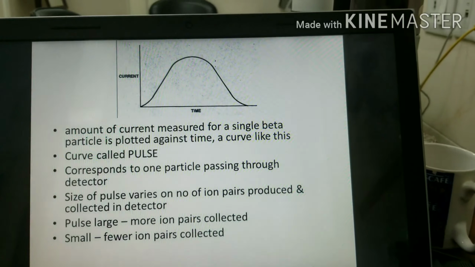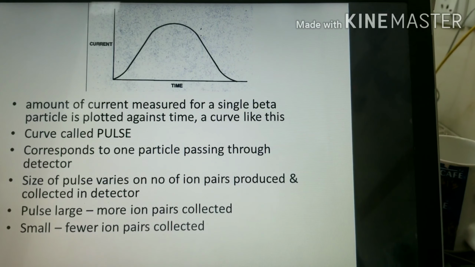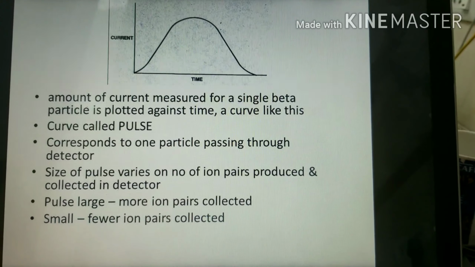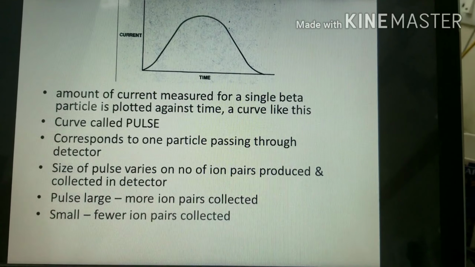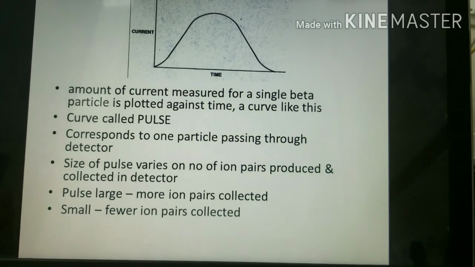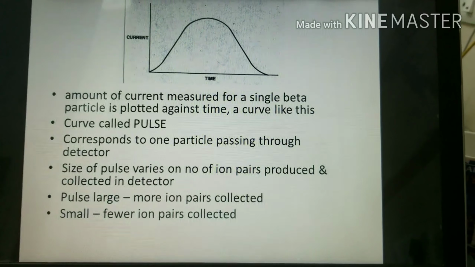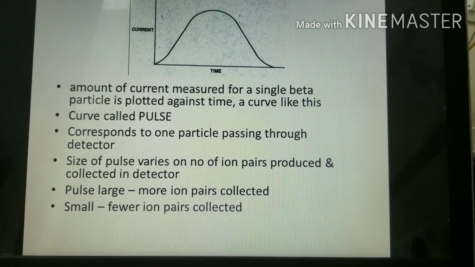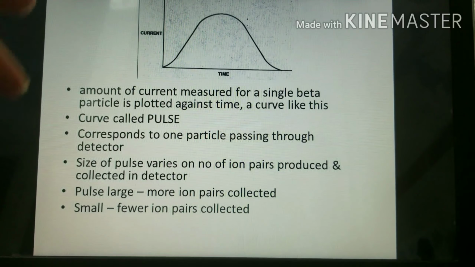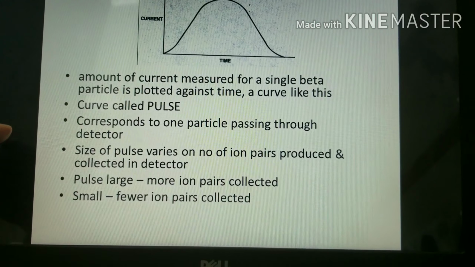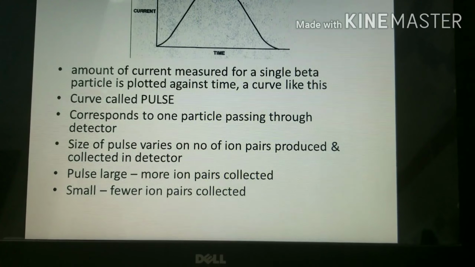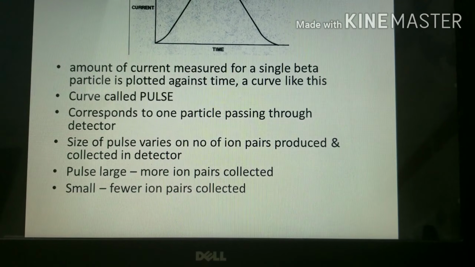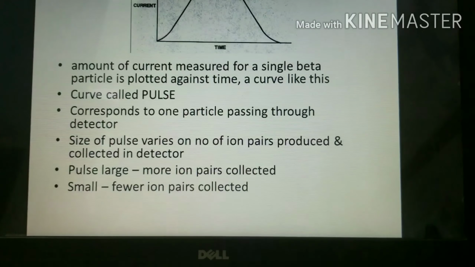Hello students, last time we got till here. So this is a curve-like thing that is called a pulse. This is the amount of current measured for one single beta particle plotted against time. So the curve is called a pulse. It corresponds to one particle when the particle entered into the detector.